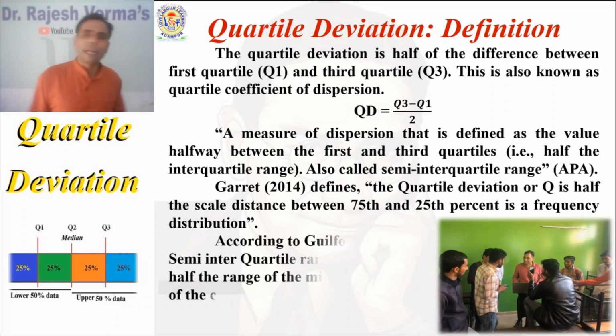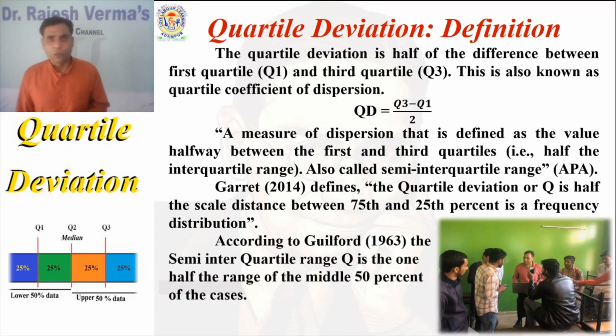Again, one more definition I'll cover in this video, that is by J.P. Guilford. He said that the semi-interquartile range, remember he is using the term semi-interquartile range, means half of Q3 minus Q1, which is one half the range of the middle 50% of the cases.